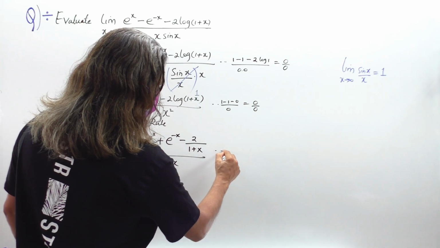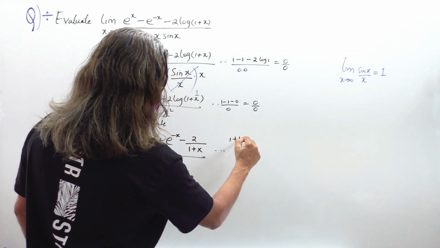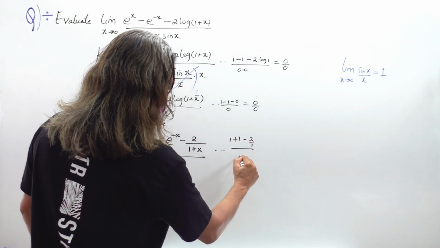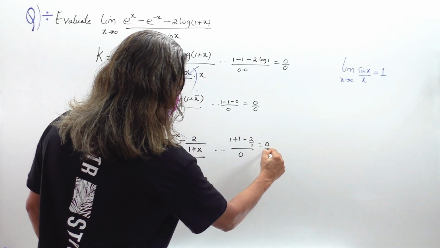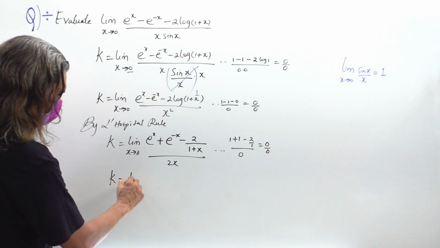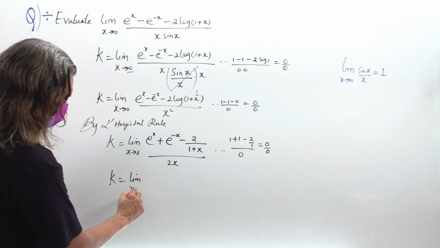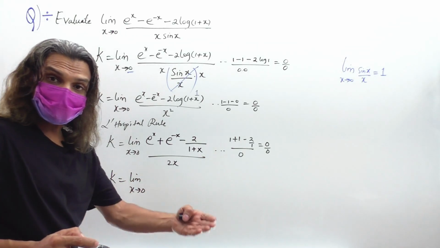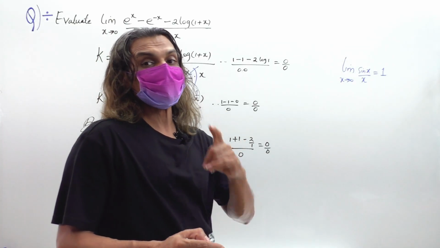So this will be now 1 plus 1 minus 2 by 1 upon 0. That is again 0 by 0. So again you have to apply L'Hospital's rule. What does it say again now? Limit as x tending to 0, again differentiate the numerator upon differentiate the denominator separately.